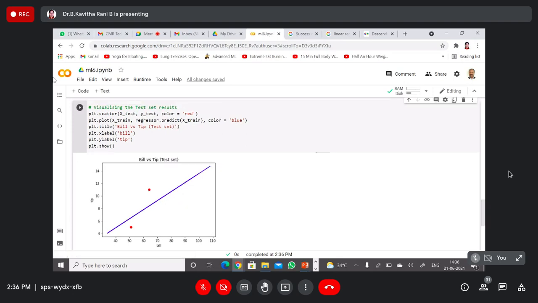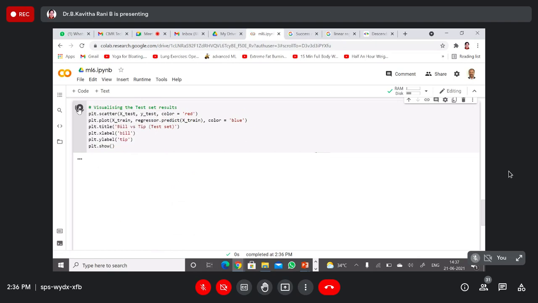Okay, now I'm using test data with the linear regression model. What has happened? The remaining two instances are also plotted on the graph, and it is divided into two parts, as one plotted on the x-axis and one plotted on the y-axis.